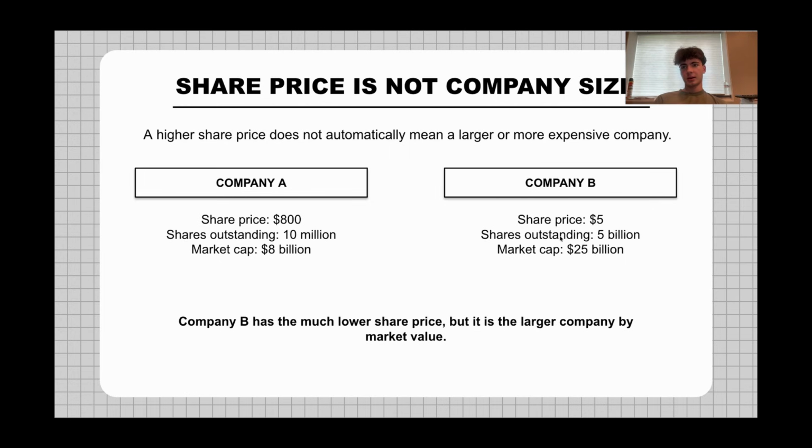Then we have Company B. Share price of $5, which seems a lot cheaper, but it has 5 billion shares. That gives a market cap of $25 billion. So clearly Company B is way larger than Company A, even though its share price is smaller. So the key idea is that there are two parts to valuation or company size: the share price and the number of shares. That's why share price does not determine how large a company is. Just because I have a very expensive share price does not mean my company is large.